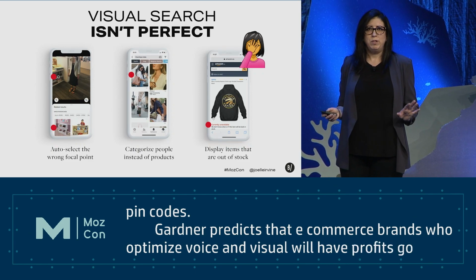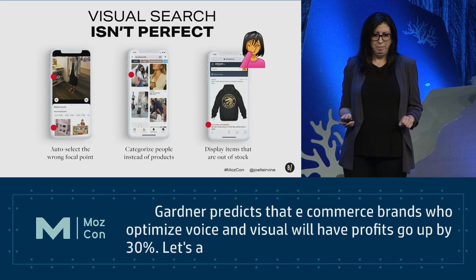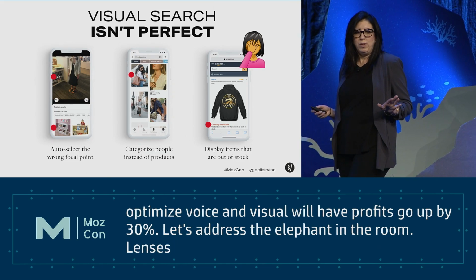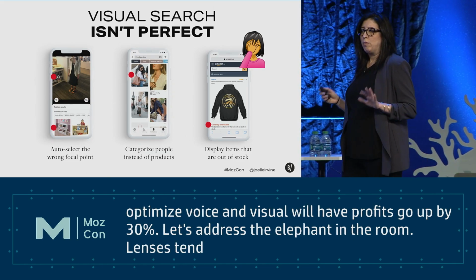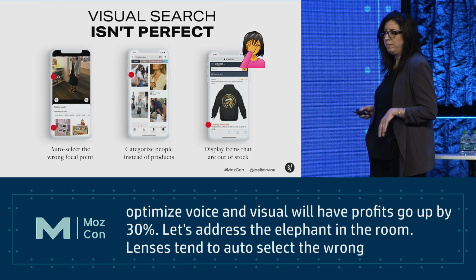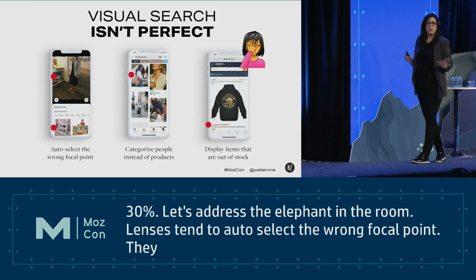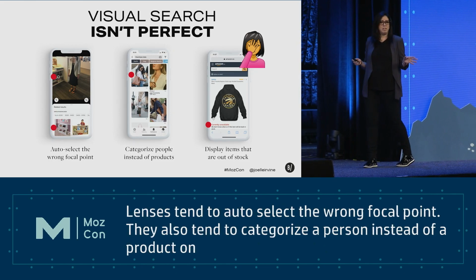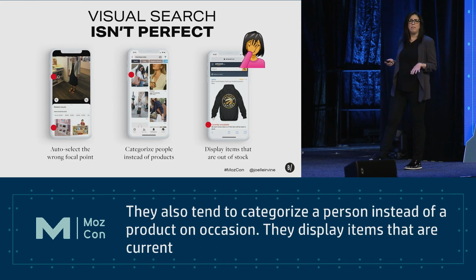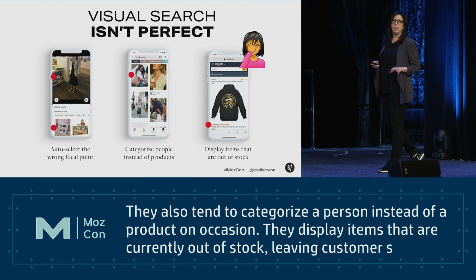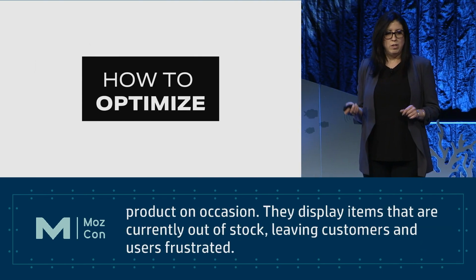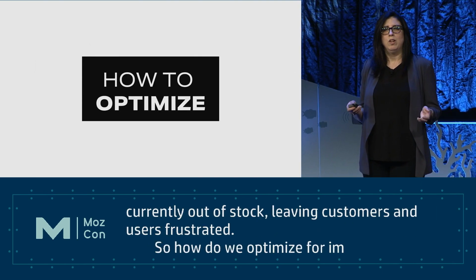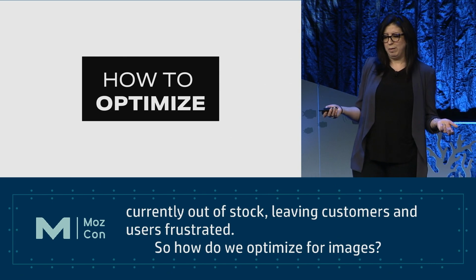Let's take a moment to address the elephant in the room. Lenses tend to auto-select the wrong focal point. They also tend to categorize a person instead of a product on occasion. They display items that are currently out of stock, leaving customers and users frustrated. So how do we optimize for images to address these pitfalls?